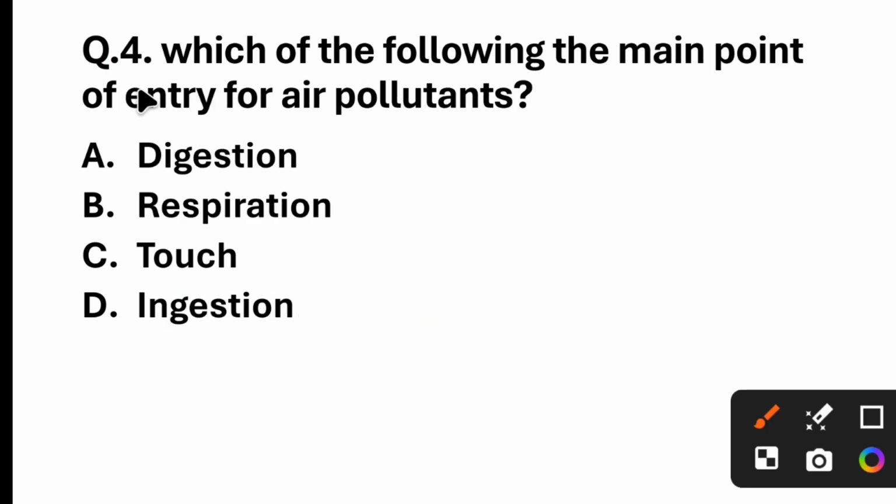Question number 4. Which of the following is the main point of entry of air pollutants? Answer is option B. Respiration is the main point of entry of air pollutants. Ingestion and subsequent digestion is also a point of entry of air pollutants into the body, but it is not a primary mode. Some enter through touching, but most air pollutants enter through respiration.